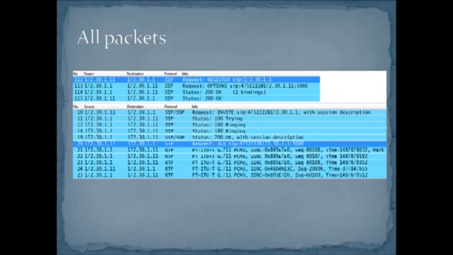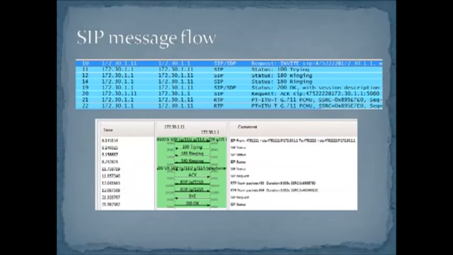Now the other thing that I'd like to point out here are those statuses or the codes. And so in these packets here, we can see the status of 100, 180, 200, and that's because we've got a couple of very common codes here, provisional codes, and then success codes, and I'll outline those a little bit for you later on. And in this image, you're just isolating those SIP packets that have something to do with the call.